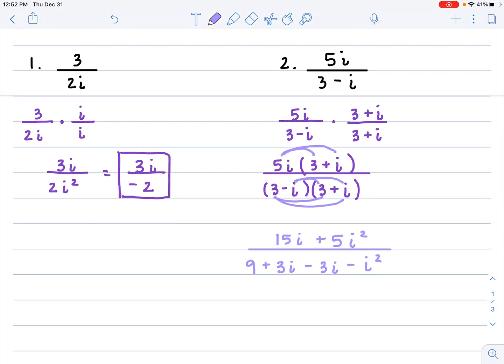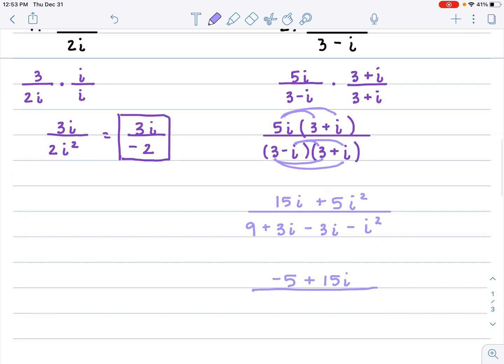So look at the top. Is there anything we can simplify in the top? The only thing I see that we can simplify in the top is this i squared. Okay, we know that i squared is -1. So I could rewrite that as -5 plus 15i, because remember, we want that real number to be out in front. In the bottom here, we've got 9 plus 3i minus 3i. So those 3i's will cancel out. So I've got 9 minus, and we know that i squared is -1. Well, 9 minus -1 is just a positive 10.